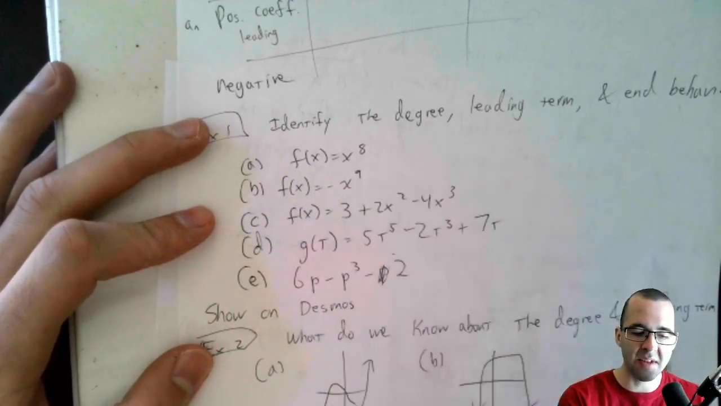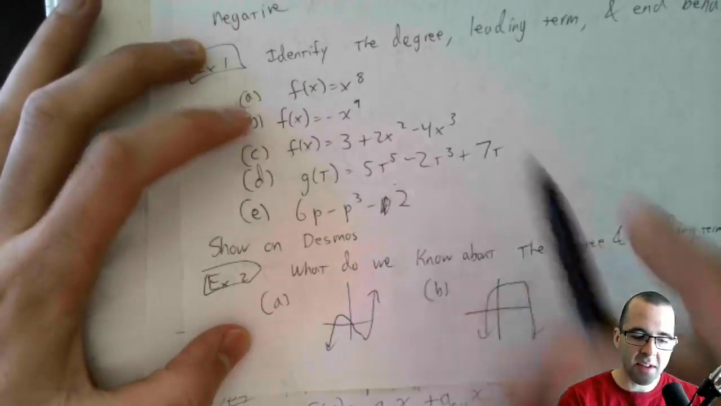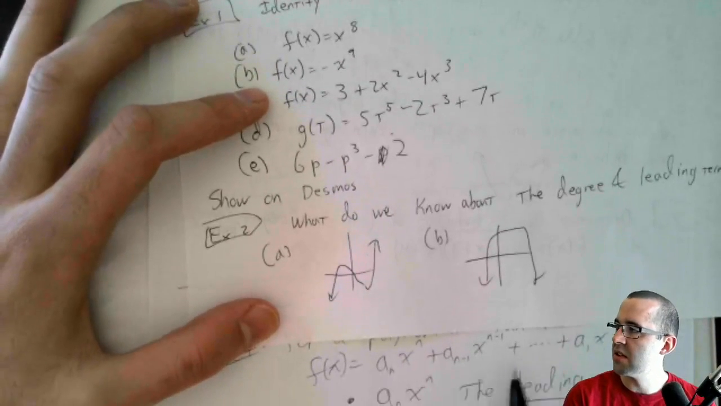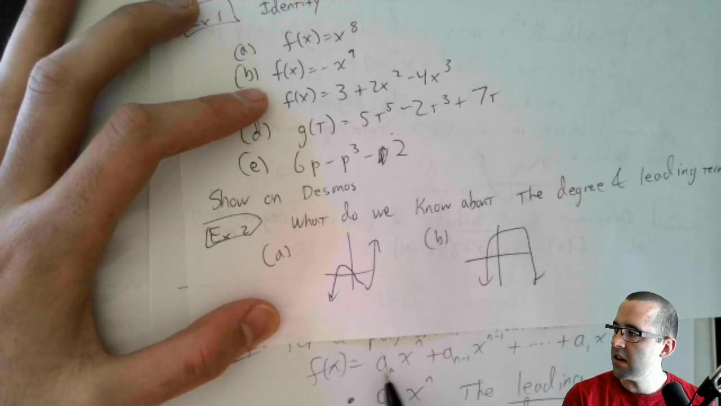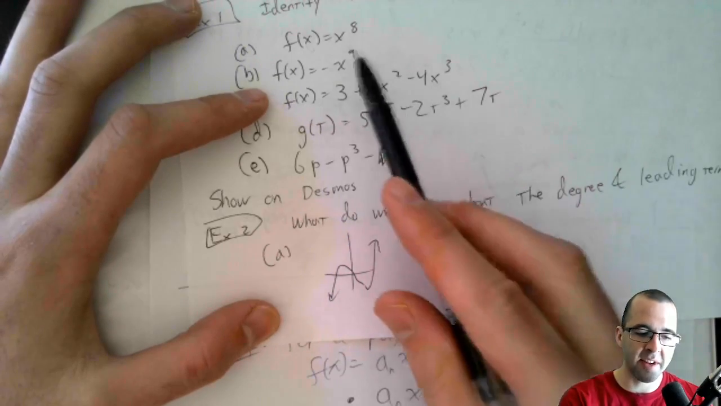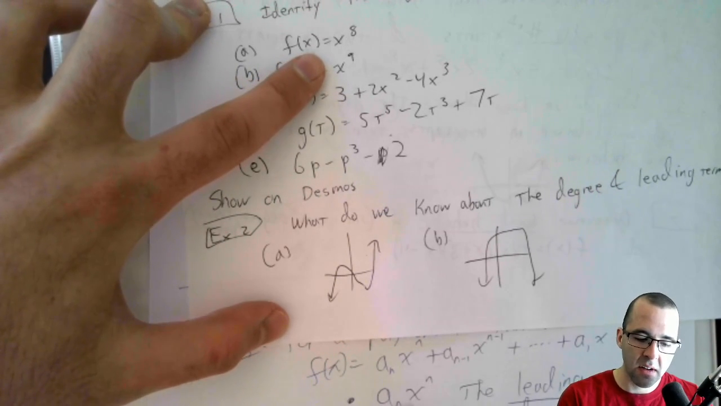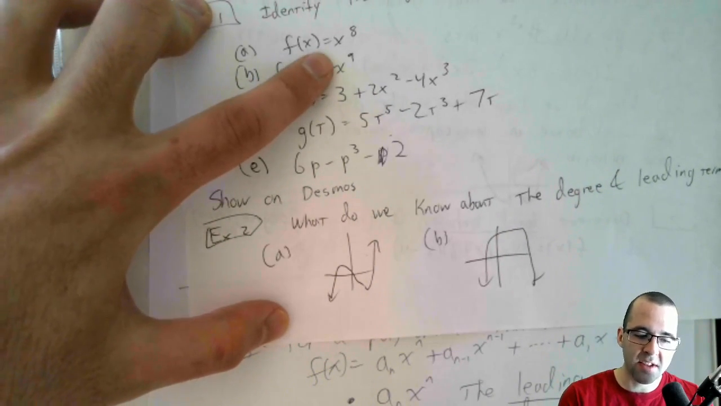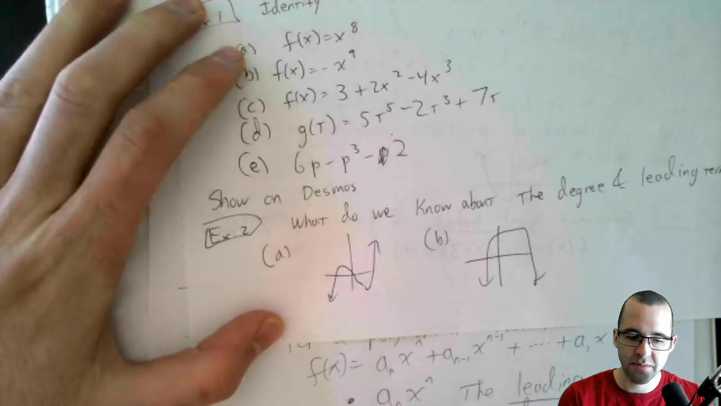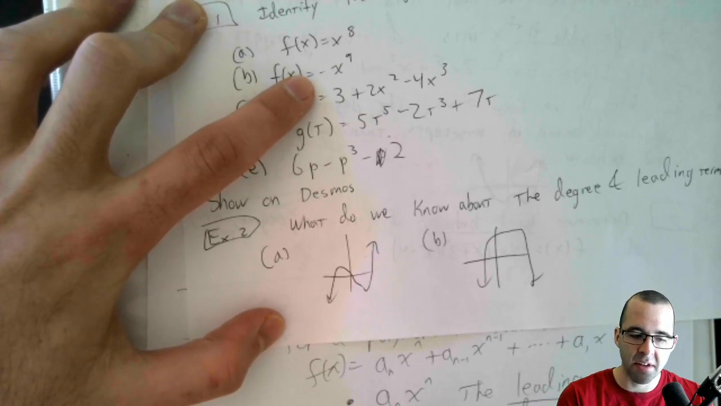Let's look at some polynomials that I've written down. So these are all examples of polynomials. But notice they don't have as many terms as this generic form. This is just the general form, could have a whole bunch of terms, right? This only has one term. So the leading term is just the x to the eighth. X to the eighth is the leading term. Same here. The leading term is just negative x to the ninth.